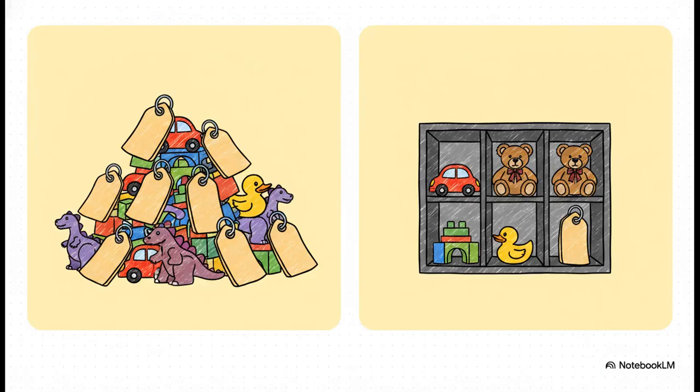Now think about the traditional way we store data, like standard JSON. In that world, every single piece of information is attached to a bulky text label. It's literally as if every single toy in that messy room had to wear a giant, heavy name tag that says red toy car or blue action figure. If you have a million toy cars, you're writing red toy car a million times. That's just massive, unnecessary data bloat.